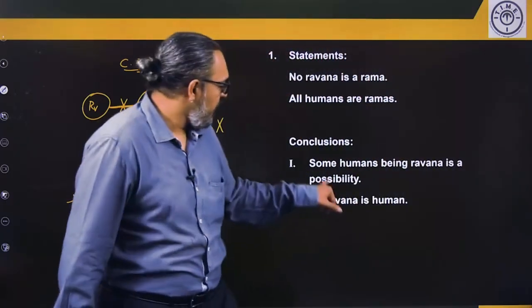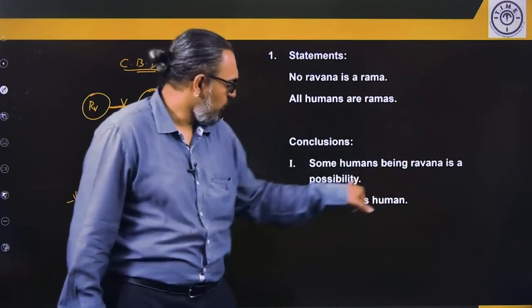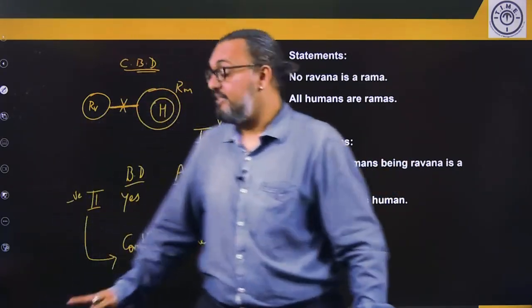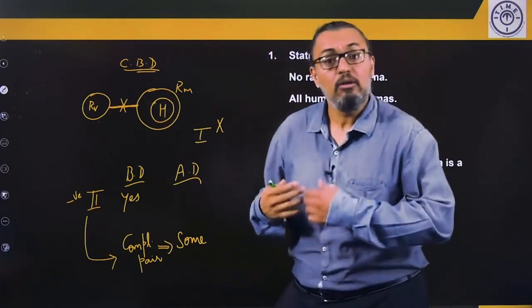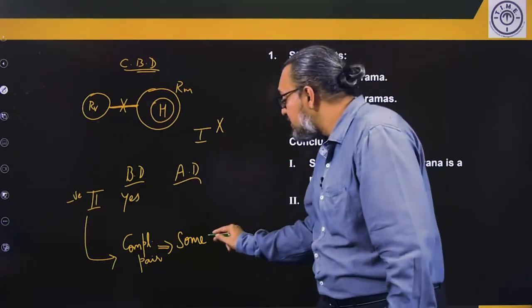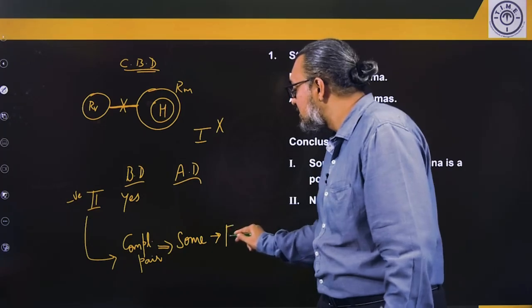Correct? Now, imagine, can I have some Ravana as human? That was what we tried in the earlier. Some humans are Ravana. Now, here we are trying the opposite of it, that is some Ravana are human. Is it possible to have an overlap between Ravana and human? No, it can't. So, that means the complementary pair fails.